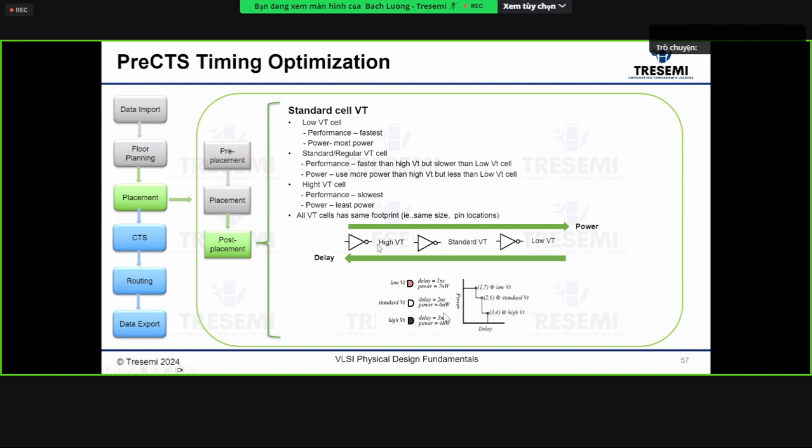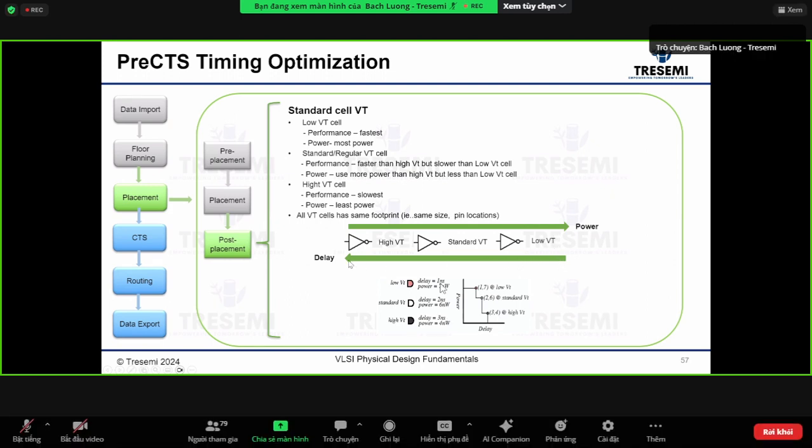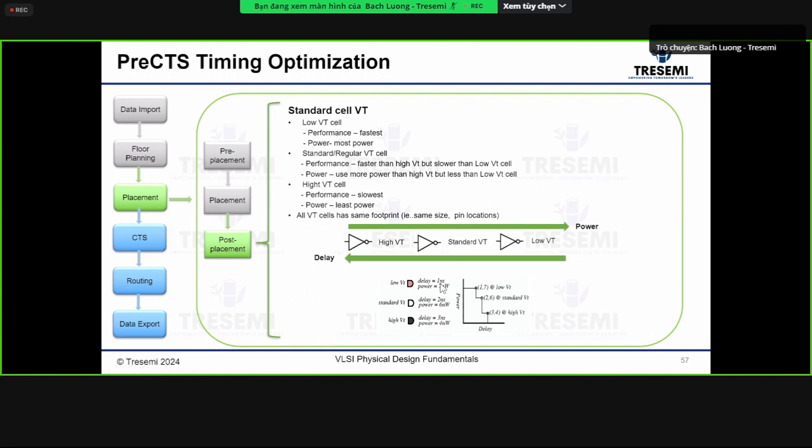So you can see here high VT, standard VT and low VT. You can see the power goes up as you go to low VT, but the delay gets smaller, right? So power and delay are inverse of each other. To fix critical path timing, usually you swap a high VT cell out for a low VT cell, so it's a lot faster. If you want to optimize for power, then it's going to use high VT versus low VT, because low VT uses the most power.